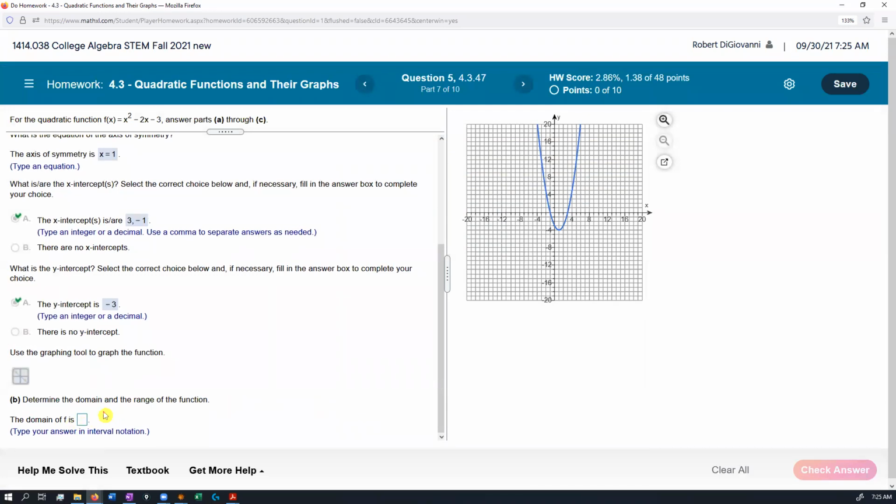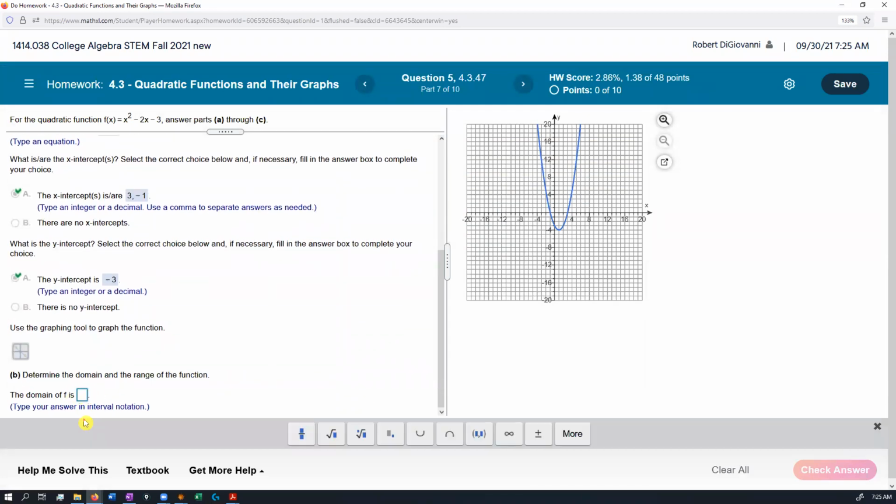Domain and range. So domain is all real numbers, so it's everything. We know this about quadratic functions already.